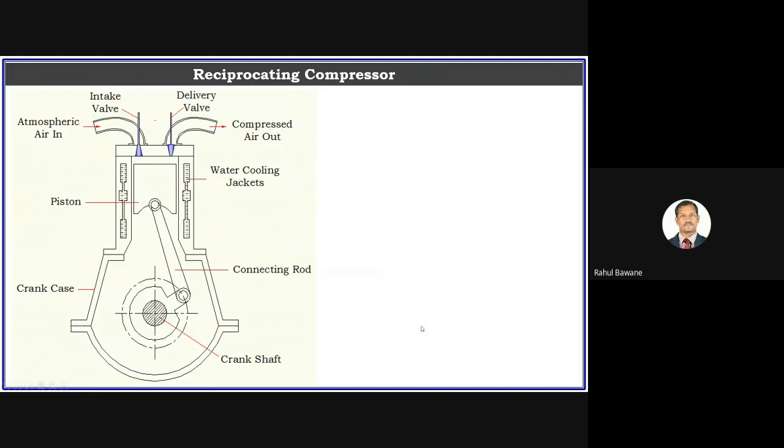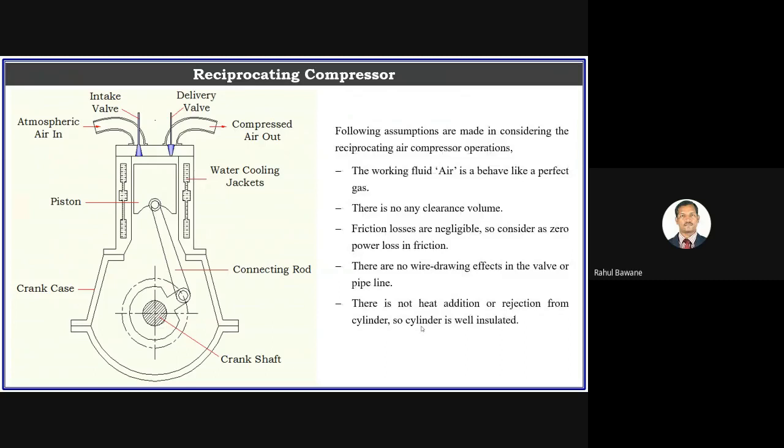But there are some assumptions made during the derivation of its work, and in all the numericals and formulas. Those assumptions are: the air, which is the actual working fluid, behaves like a perfect gas. That means it follows the ideal gas equation, PV equals mRT. But in the actual case, air behaves like a real gas.